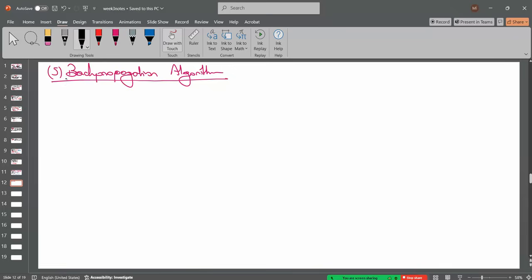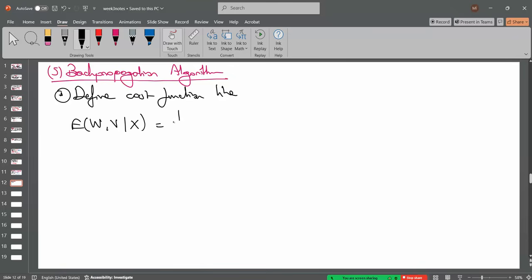First of all, just remember the previous lesson. In the previous lesson, we first of all defined the cost function, right? We built the cost function like this one: E(W, V | X) is equal to 1 divided by 2, summation over t, of (r^t minus y^t) squared, where r^t is the training data or the target data. Okay, this is the positive definite cost function with r^t as the target values.